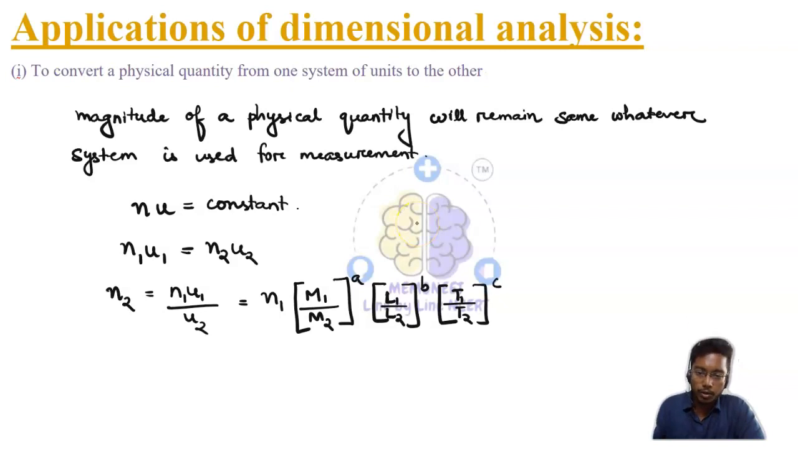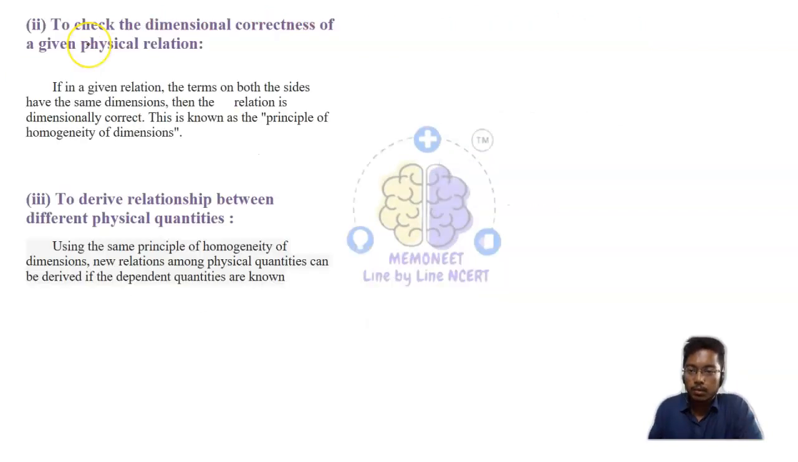The quantity is represented as M to the power A, L to the power B and T to the power C. One application is to check the dimensional correctness of a given physical relation. If in a given relation the terms on both sides have the same dimension, then the relation is dimensionally correct. This is known as the principle of homogeneity of dimension.